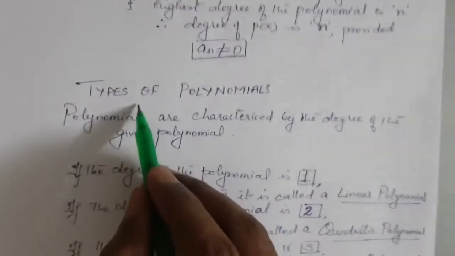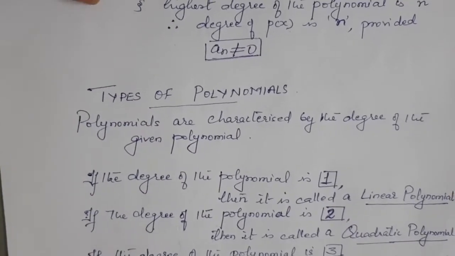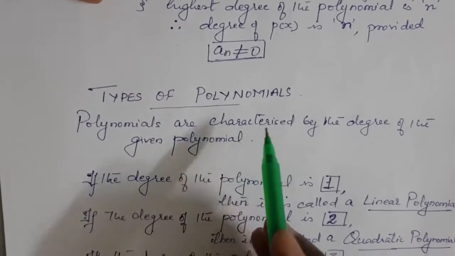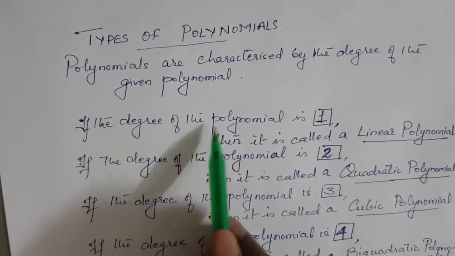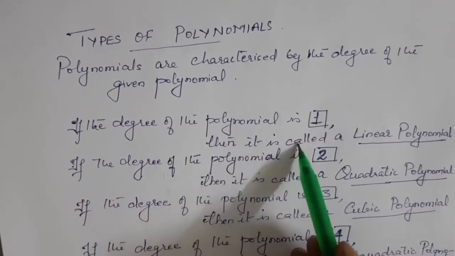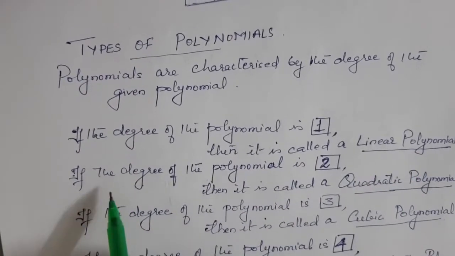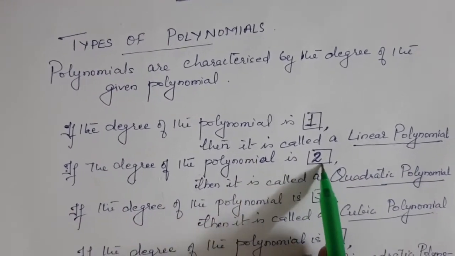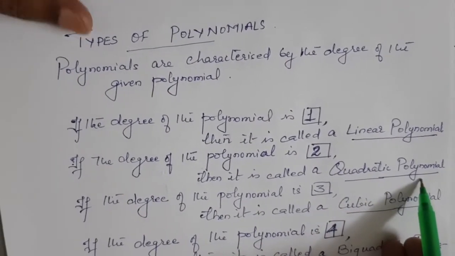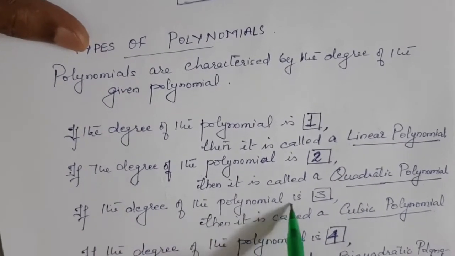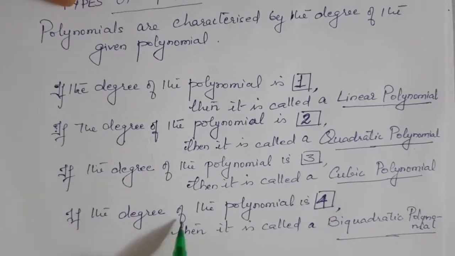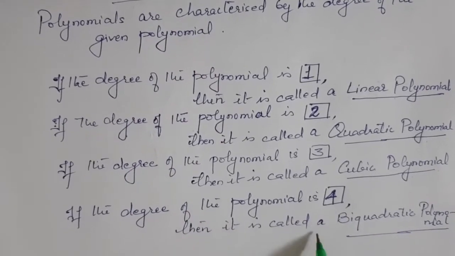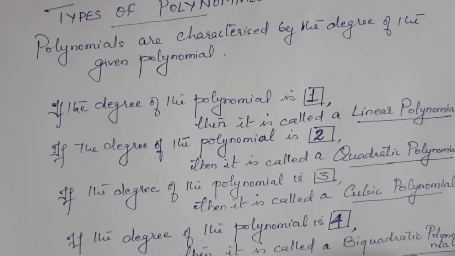Now next in continuation to this is types of polynomials. Now the polynomials are characterized by the degree of the given polynomial. If the degree of the polynomial is 1, then it is called a linear polynomial. If the degree is 2, then it is called a quadratic polynomial. If the degree is 3, then it is called a cubic polynomial. If the degree is 4, then it is called a biquadratic polynomial.